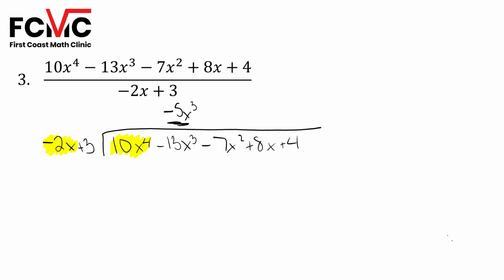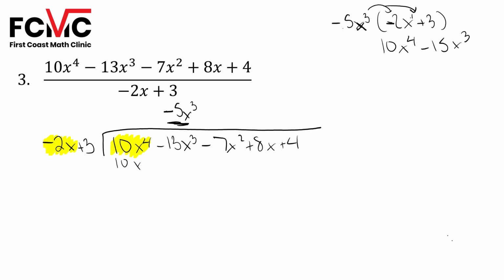If we do that multiplication off to the side, negative 5x to the 3rd times negative 2x plus 3. Distributing the negative 5x to the 3rd in the parentheses, we're going to get 10x to the 4th. Remember, when we multiply our bases, we want to add the exponents, so 3 plus 1 gives us 4. And then negative 5 times positive 3 gives us negative 15x to the 3rd. So we should get 10x to the 4th minus 15x to the 3rd. Now to subtract this out, we want to flip the sign, so that becomes minus, that becomes plus.